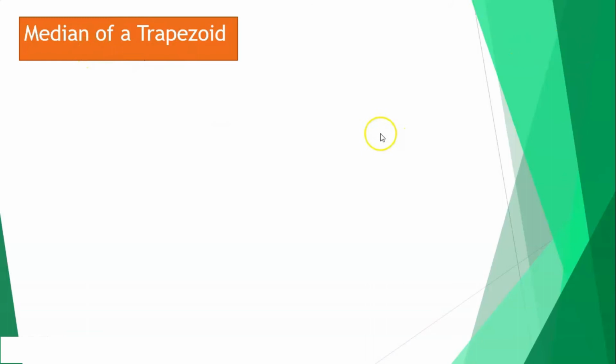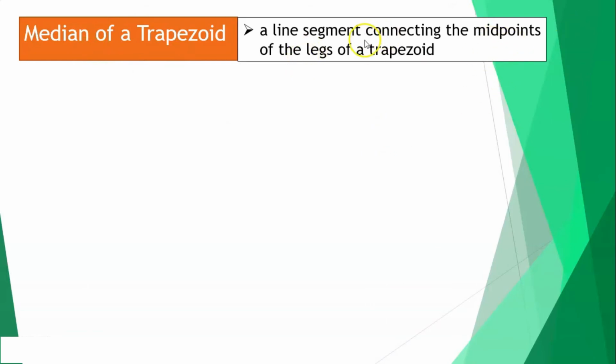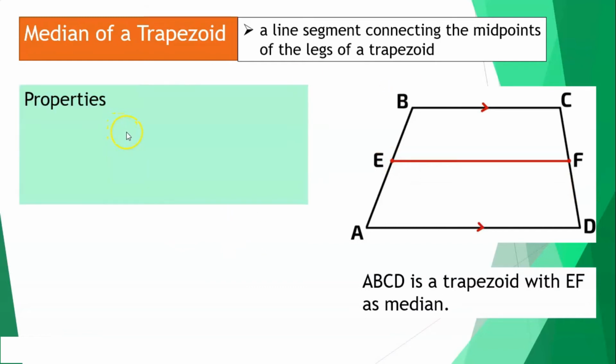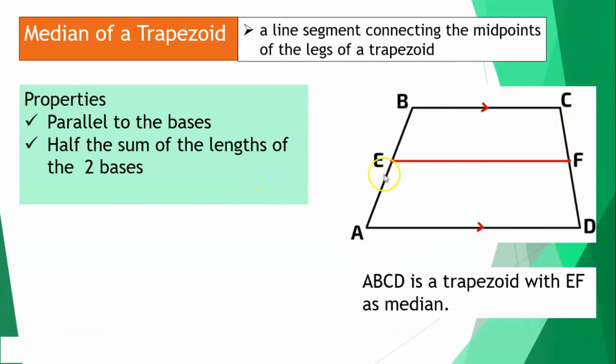Median of a trapezoid. Now, a median of a trapezoid is a line segment connecting the midpoints of the legs of a trapezoid. Now, given this, ABCD is a trapezoid with segment EF as its median. Now, there are different properties of the median of a trapezoid. Number 1, it is parallel to the bases. So with this, EF is parallel to BC and AD. Another, it is half the sum of the lengths of the two bases. So with that, to solve for EF, you simply add BC and AD and divide it by 2.